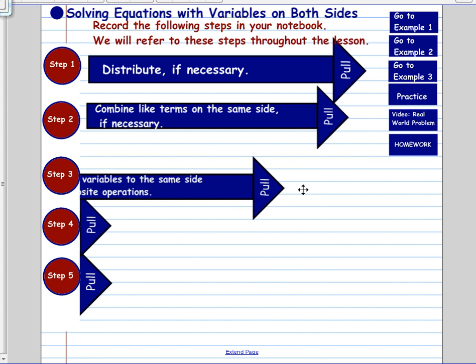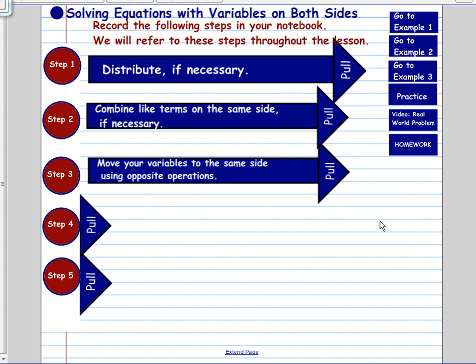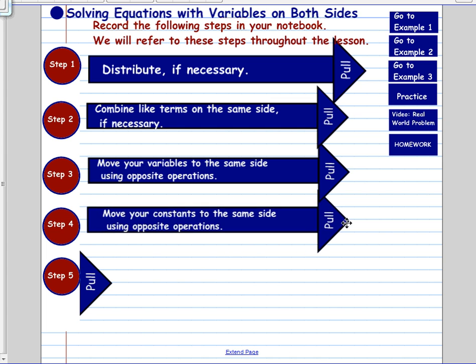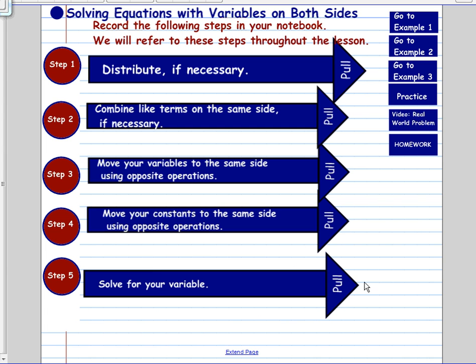Okay? All right, your third step would be to move your variables to the same side using opposite operations or inverse operations. So get all your variables on one side of the equal sign, and then get your constants or your numbers all on the other side of the equal sign. And then solve for your variable. Now that might be multiplying or dividing usually. Okay, all right, so let's get right into this.